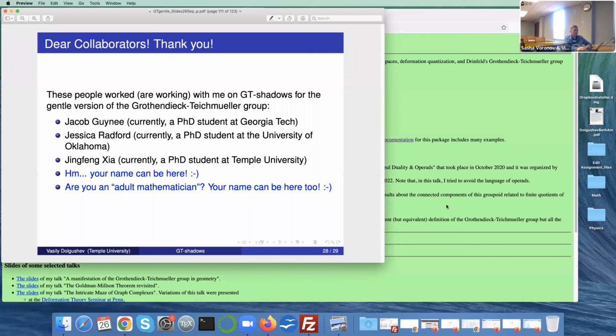Any questions? Or comments? If nobody comes up with a question, I can ask. I wanted to ask one. With those GT shadows, is it easier to deal with the relation with the actual Galois group, GQ?